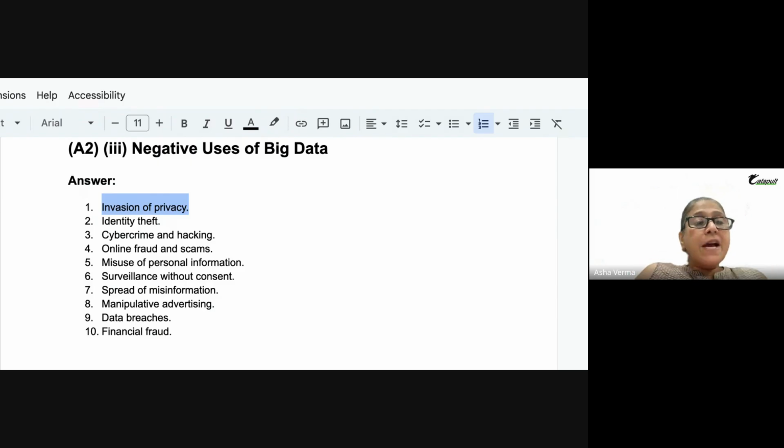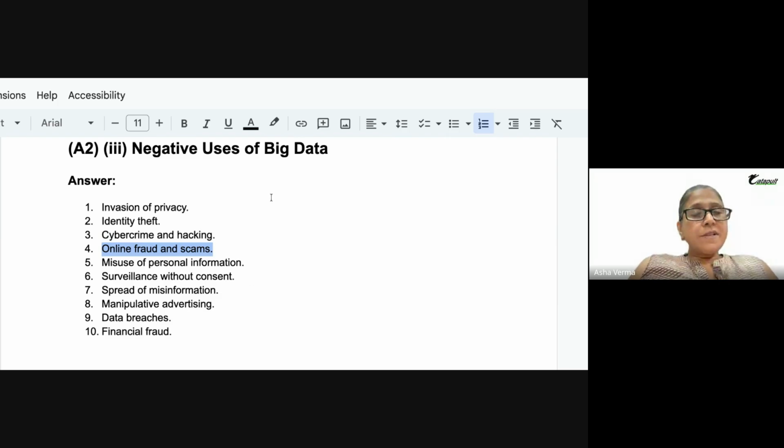So many times it happens, identity theft. People will take your photograph and make an account and then send requests to people you know, and they will think it's you. But you have not made that account. You don't know who has made that account and who's sending friendship requests to your friends. That is identity theft. Somebody is pretending to be you and is trying to connect with your friends and family. Cybercrime and hacking. Somebody tries to access your website, your phone, your WhatsApp, and has access to that information. Online fraud and scams.